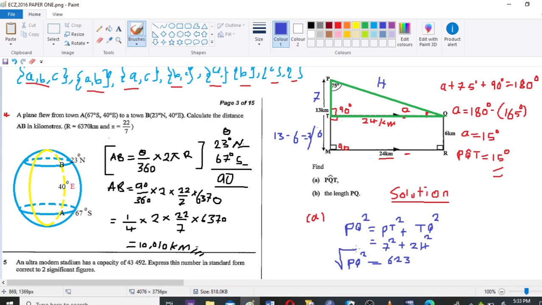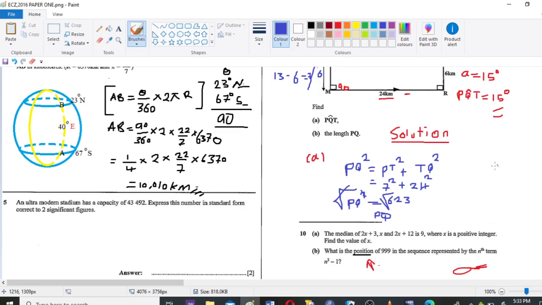So we want to get rid of the square to find the length of PQ. So your PQ is equal to the square root of 623. This is paper 1, so you don't have a calculator, and this number doesn't have a perfect square root, so you leave it like this.